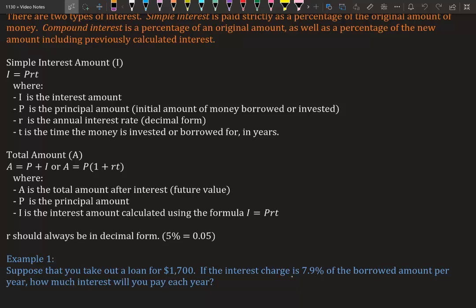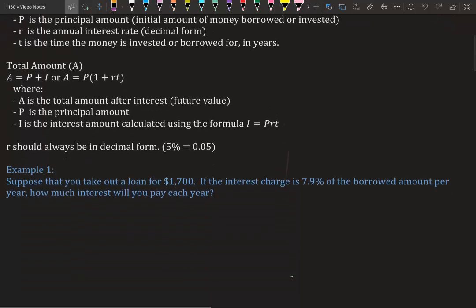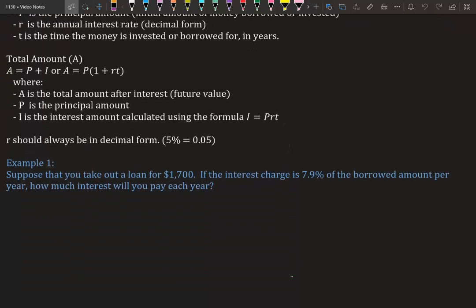I is the interest amount, P is the principal amount, the initial amount of money borrowed or invested. R is the annual interest rate, and always in decimal form. T is the time the money is invested or borrowed for in years. Total amount, A equals P plus I, or A equals P times 1 plus RT. A is the total amount after invested, the future value.